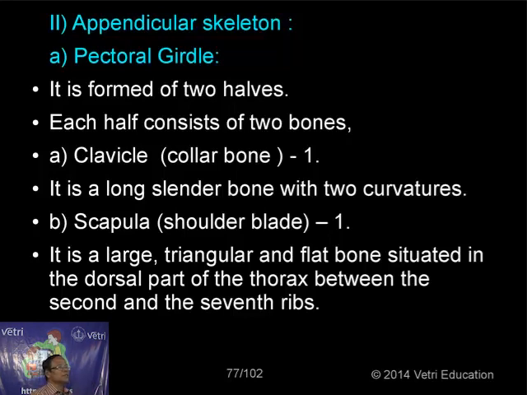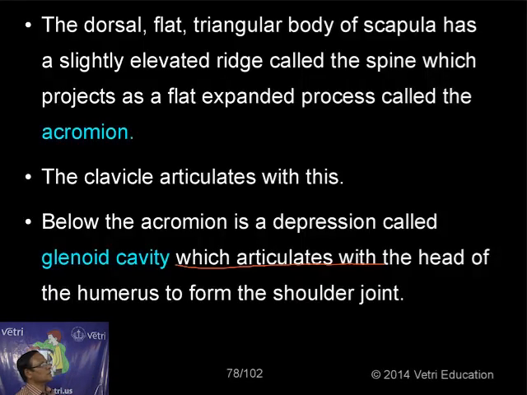And the scapula is in the form of a triangular structure, hence called the shoulder blade. It is a large triangular and flat bone, normally situated on the dorsal part of the thorax between the 2nd and 7th ribs. So we have 12 thoracic ribs, and it is located between the 2nd and 7th ribs. Now the dorsal flat triangular scapula has a median spine, a slightly elevated ridge. This is called the spine.